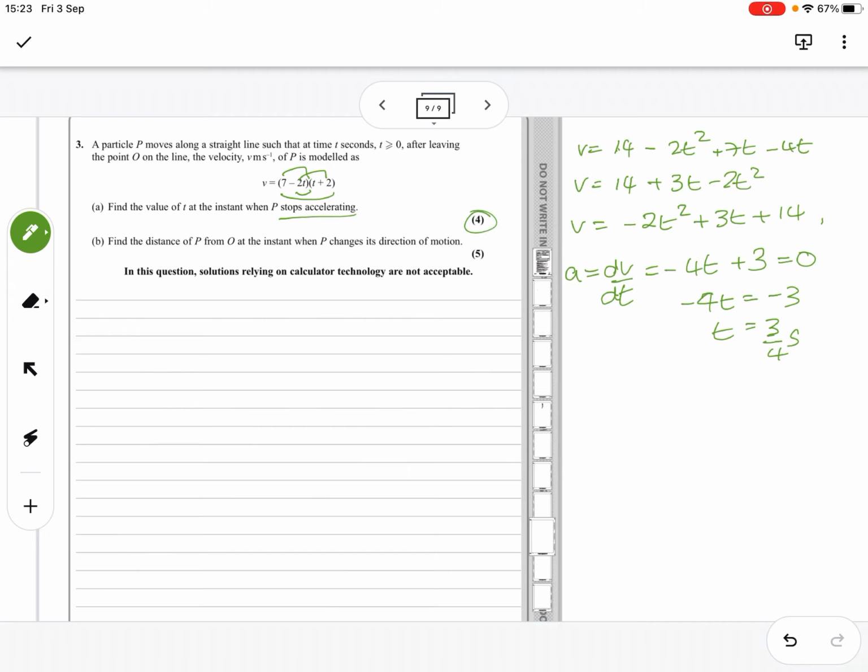And then it says find the distance of P from O at the instant when P changes direction of motion. Okay, so if it changes direction of motion, its velocity is in a particular direction, so we need to find the time at which v is 0. So for b, we're looking at the time at which v equals 0. So it's gone from a positive, it's changing, and then it will go negative.